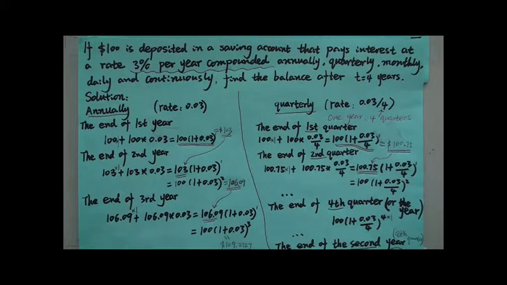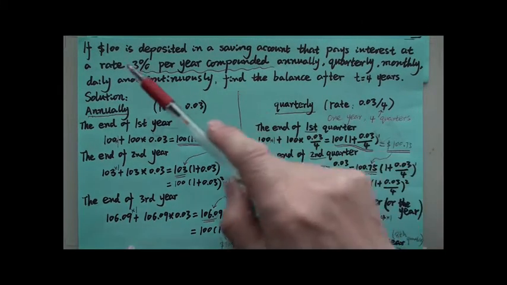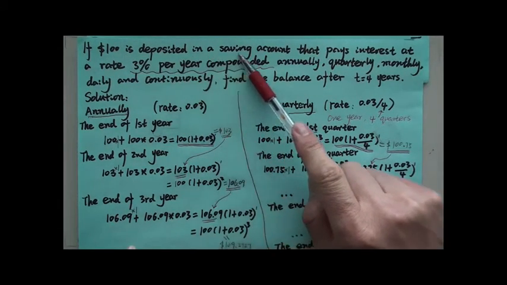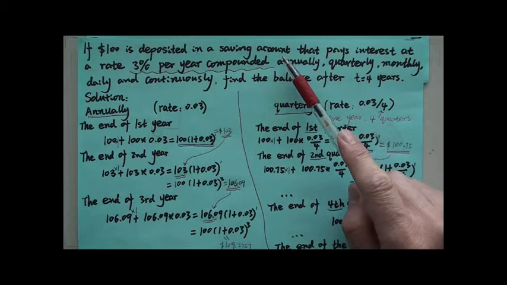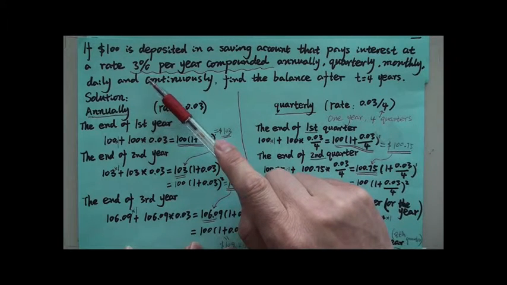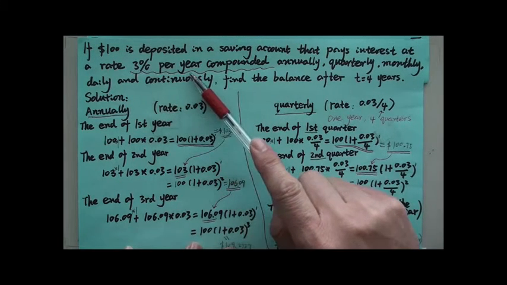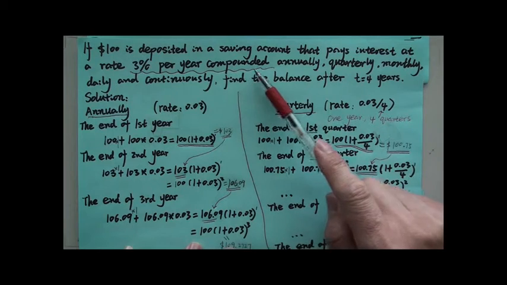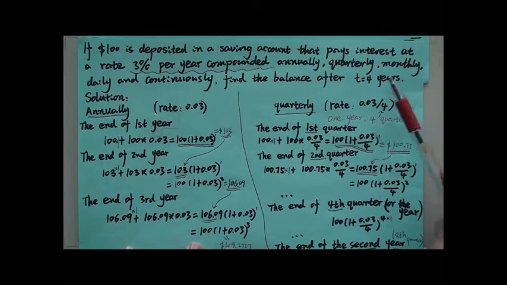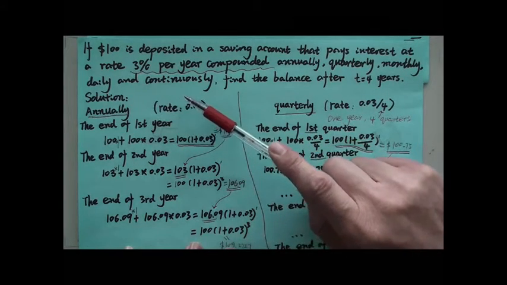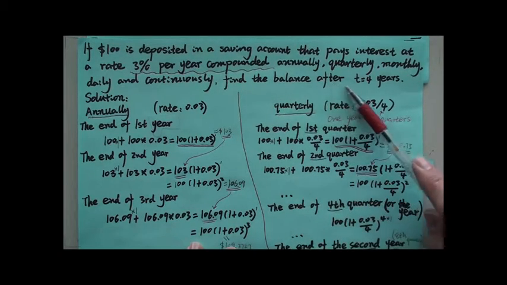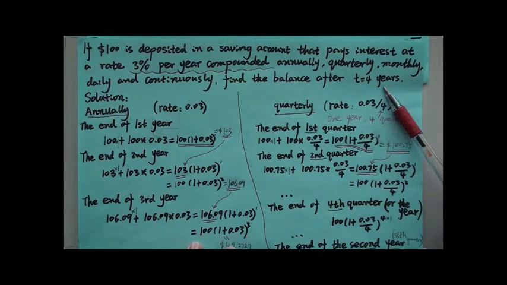Let's look at this example. If $100 is deposited in a savings account that pays interest at the rate of 3% per year, compounded annually, quarterly, monthly, daily, and continuously, find the balance after 4 years.